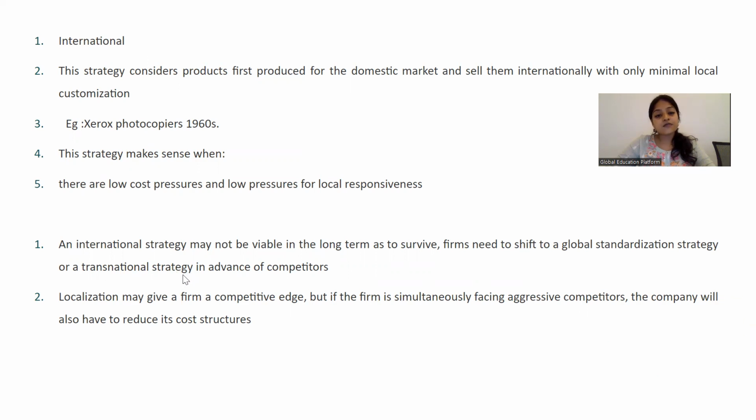Localization may give a firm a competitive edge, but if the firm is simultaneously facing aggressive competitors, the company will need to reduce its cost structures so that it can charge lower prices and then be on the market.